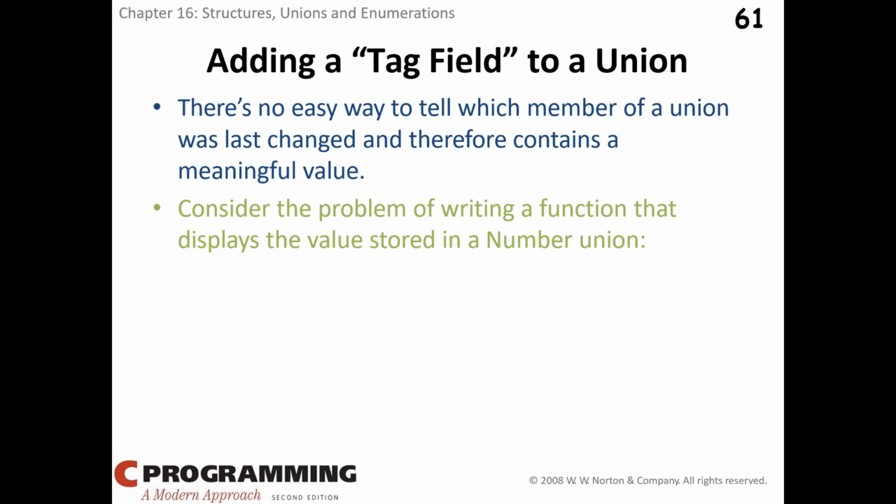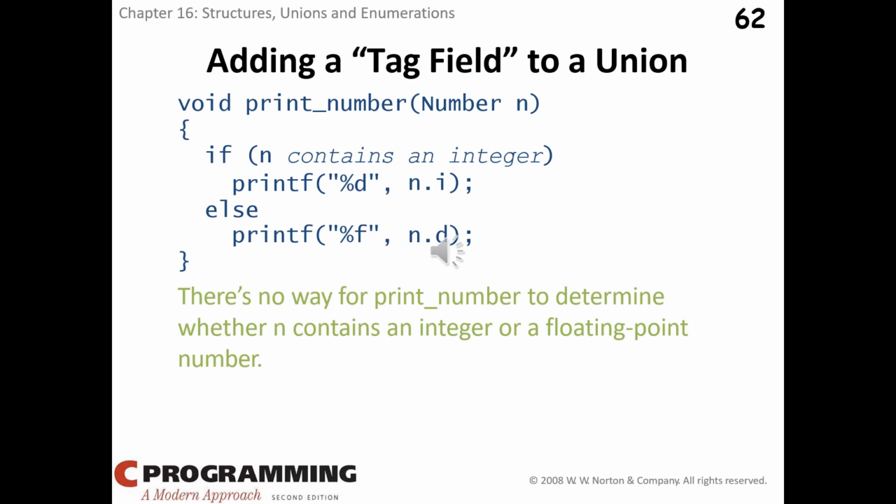So in a union, discerning which member was most recently modified and holds our data presents a challenge. To illustrate, let's suppose we have the task of crafting a function tasked with showcasing the value that's stored within a number union. We can see this function in our next slide. In this code, we encounter a function named printNumber designed to print the value stored within a number union.